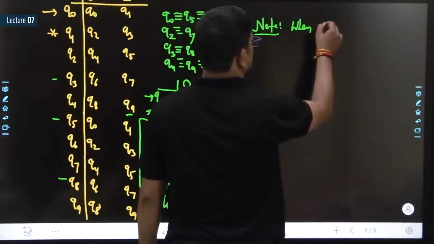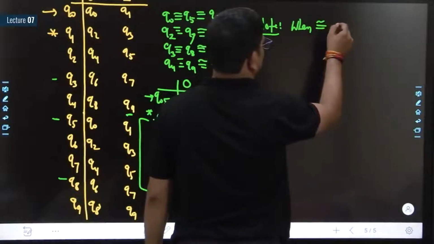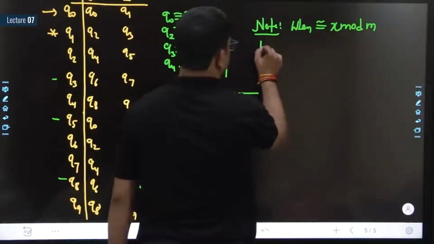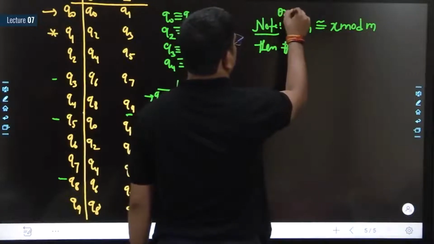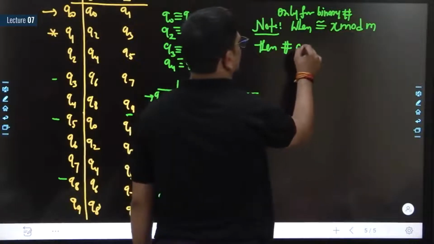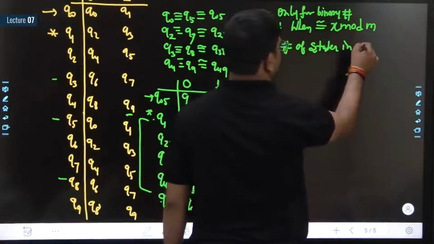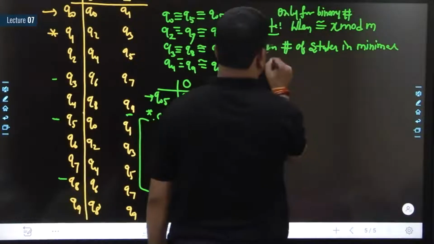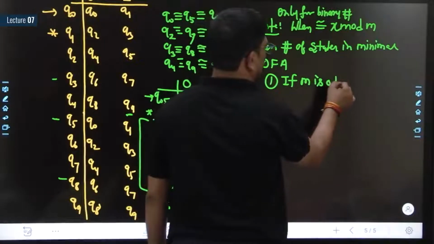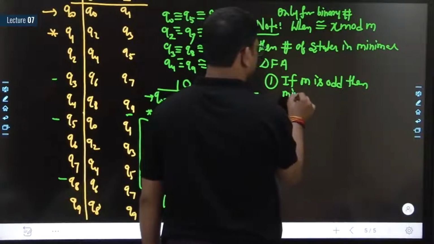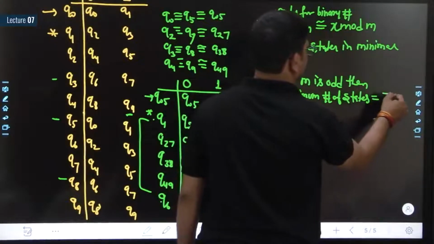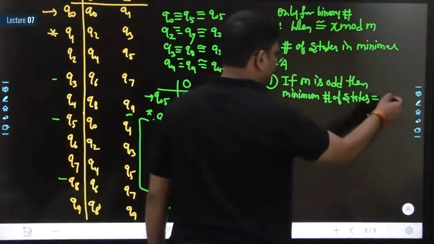When X mod M, only for binary numbers, then the number of states in the minimal DFA: first, if M is odd, then the minimum number of states is equal to M.